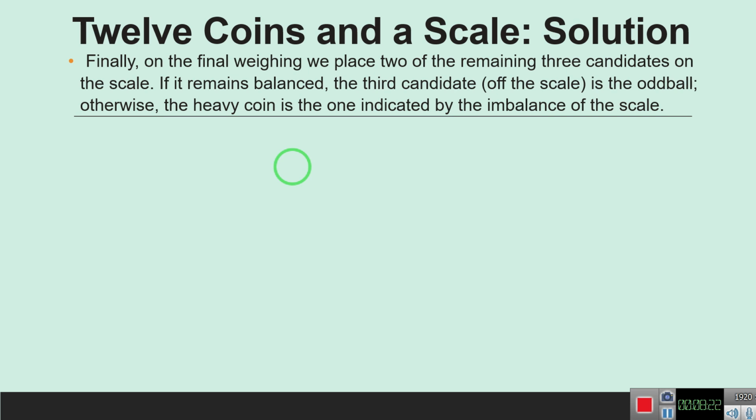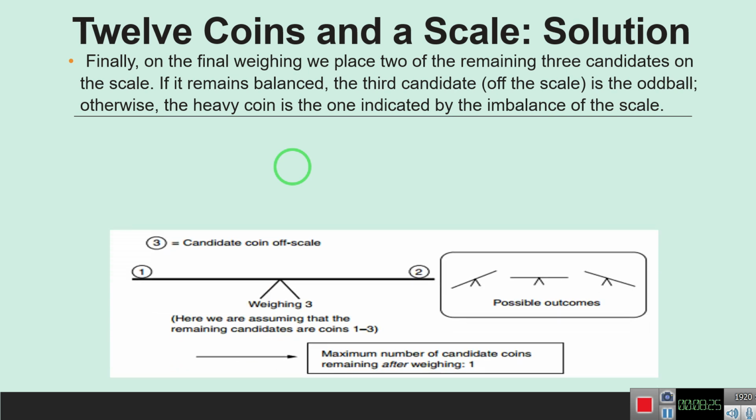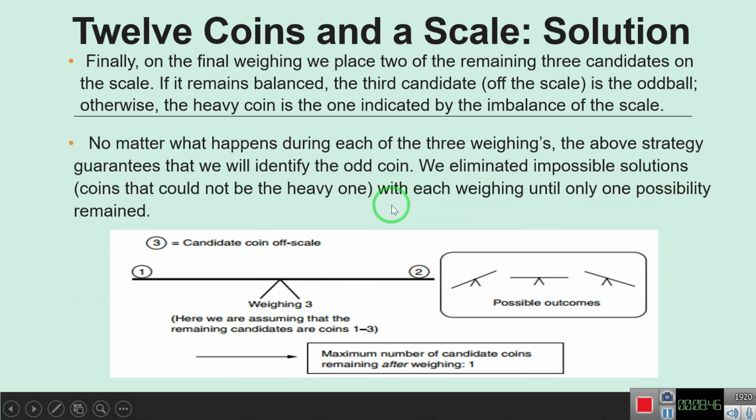So like this, in these 3 cases, we will find the solution. This is the one. When one is kept outside the weighing scale, 2 coins are kept on the weighing scale. If it is balanced, then coin number 3 is the heavy one. If it is tipped to the left side, coin number 1 is the heavy one. If it is tipped to the right side, then coin number 2 is the heavy one.